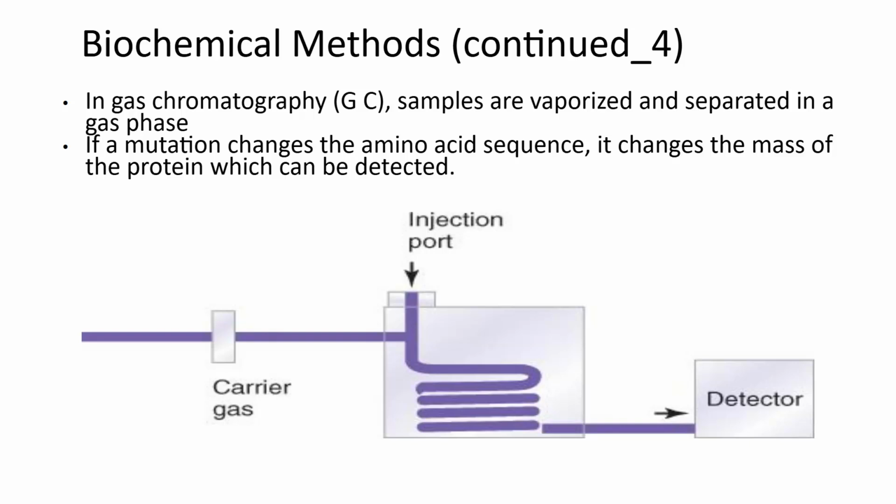In gas chromatography, samples are vaporized and separated into a gas. If a mutation changes the amino acid sequence, then it changes the mass of the protein, which can be detected. This is another one where we're looking for the product, the protein product, not necessarily the gene sequence.